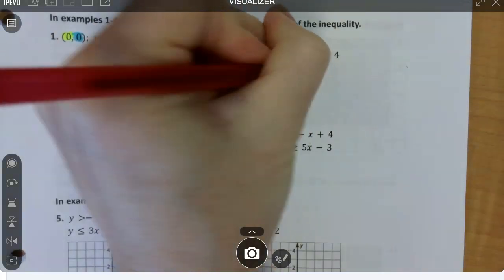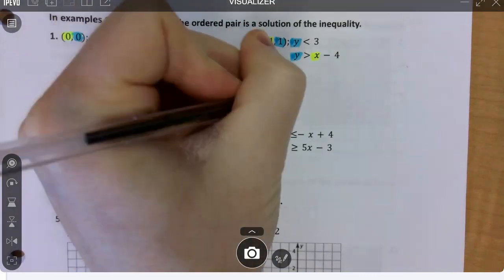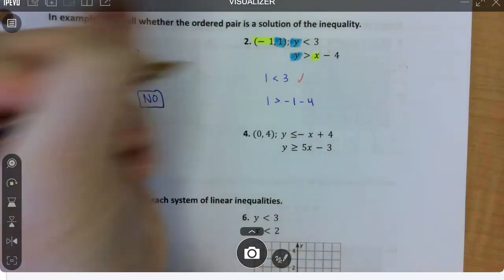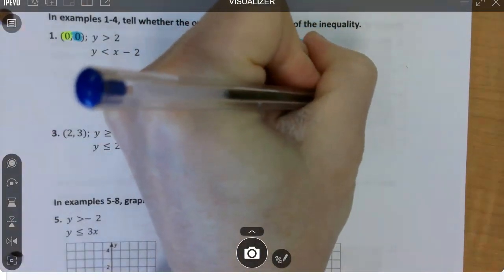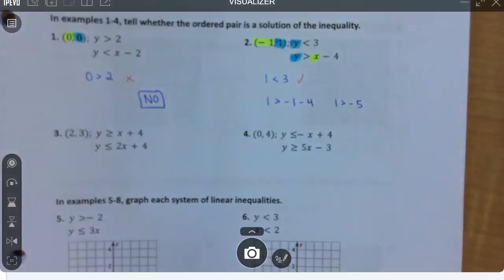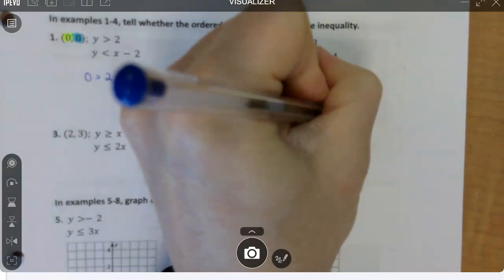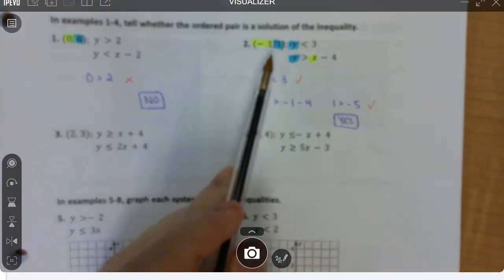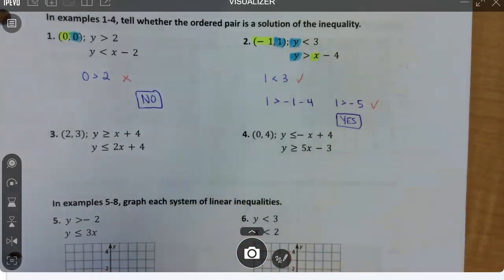Yes, it is. Okay, let's check it for the second one. Is 1 greater than negative 1 minus 4? Well, that would be 1 is greater than negative 5, which again is a check. So this would be a yes. The point negative 1, 1 does make both inequalities true. So that would be a point on the graph that does work. It would be where the shaded regions overlap.